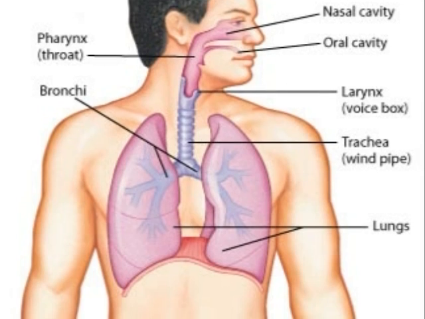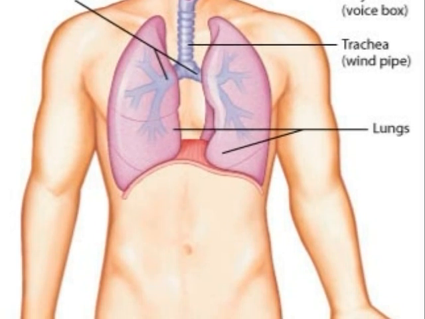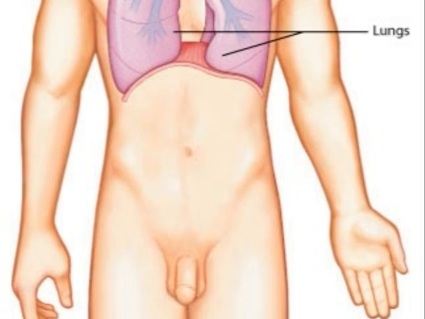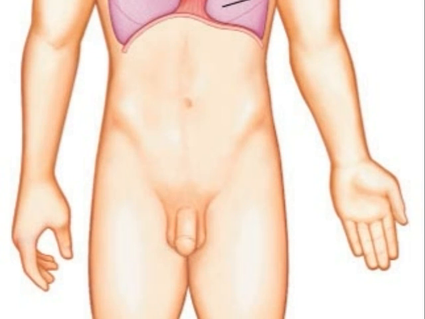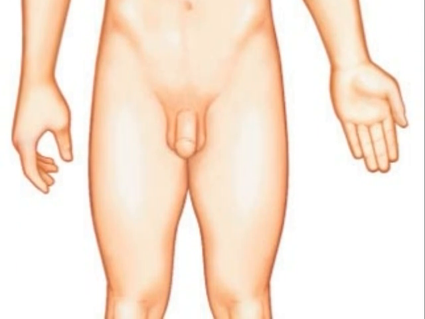Next system is the respiratory system that helps you breathe. It consists of your nose and your lungs. And actually, this helps get the blood and oxygen, actually gets the oxygen into your blood through your respiratory system.